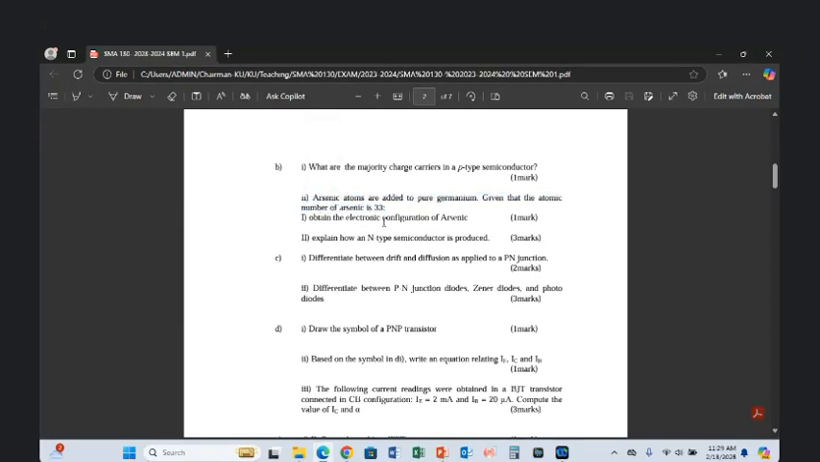Now, explain how an N-type semiconductor is produced. But of course, you are given some information there. Arsenic atoms are added to pure germanium. Given that the atomic number of arsenic is 33, obtain the electronic configuration of arsenic. Then also use the same information to explain how an N-type semiconductor is produced.